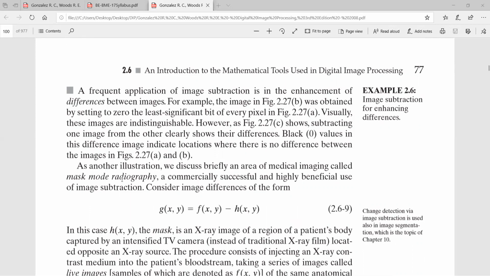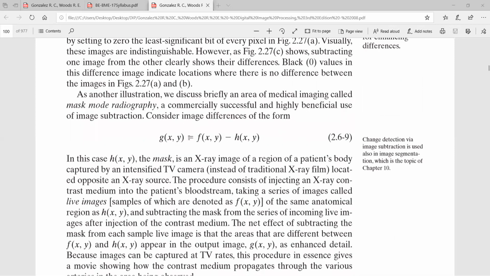This is an important application of image subtraction, that is, mask mode radiography. It is a commercially successful and highly beneficial use of image subtraction. So consider the image differences. Here h of x,y is a mask, that is, the X-ray image of a region of a patient's body, which has been captured by an intensified TV camera instead of the traditional X-ray film. This mask is subtracted from the original image to get the differences. g of x,y is the difference.